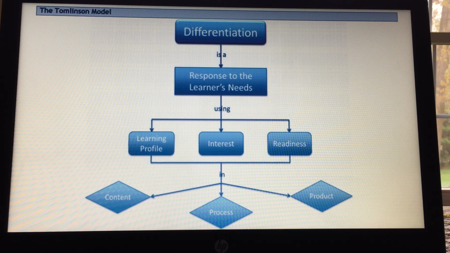Interest refers to how teachers play on the passions of students and relate the topics and skills to their own personal lives. And readiness refers to the entry levels of each student that are attained through pre-assessments in an effort to level and tier assignments and activities for all students so that they are appropriate.